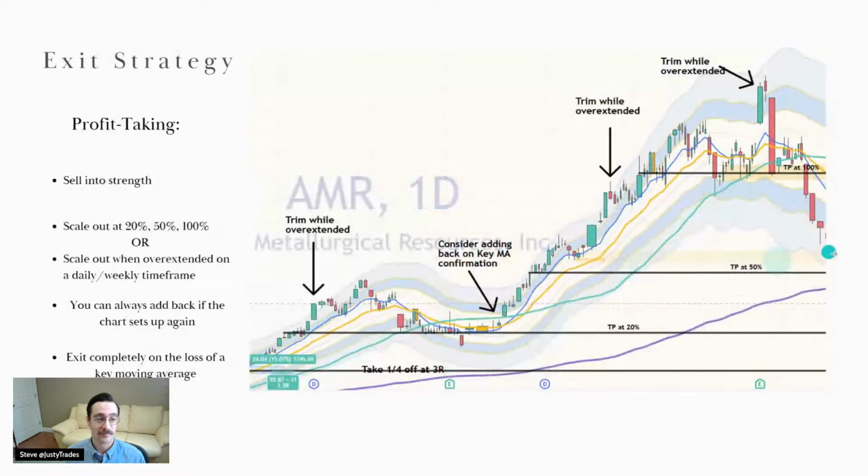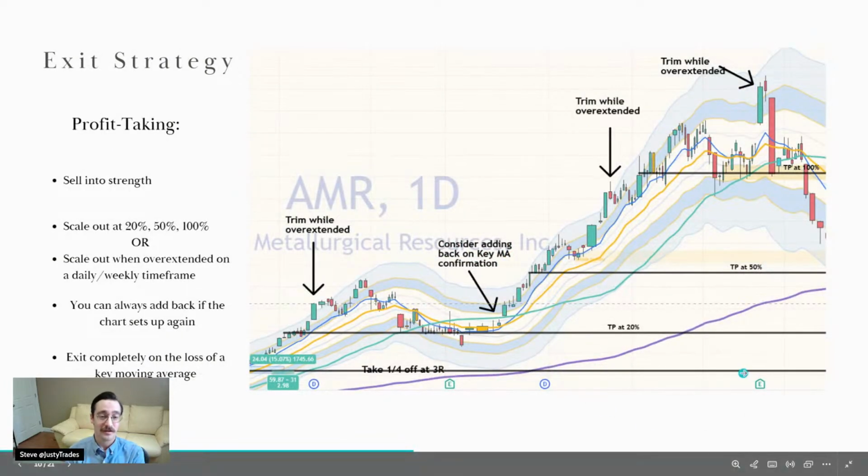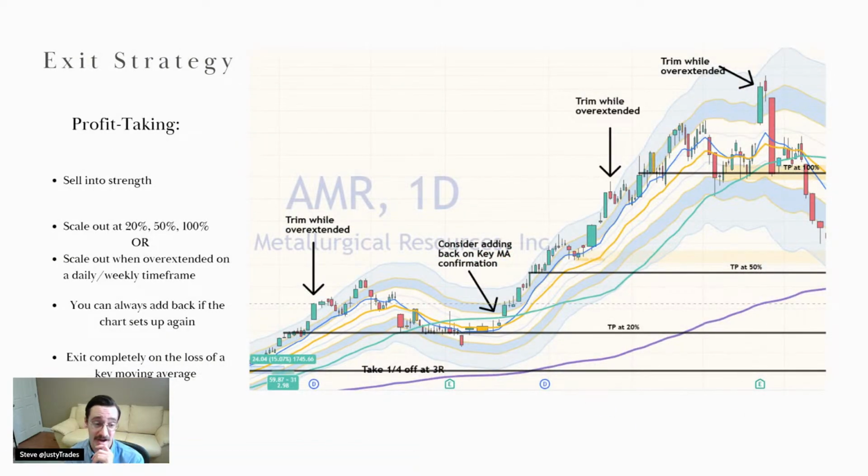So let's talk about when we exit. This is the exact same chart, but a little bit higher up. So first rule, sell into strength. We are trading with institutions. Institutions are smart. They sell into strength. If they want to reaccumulate, keep the party going, there will be times where it's just simply mathematically overbought. So how do we define mathematically overbought? Let's think about that.